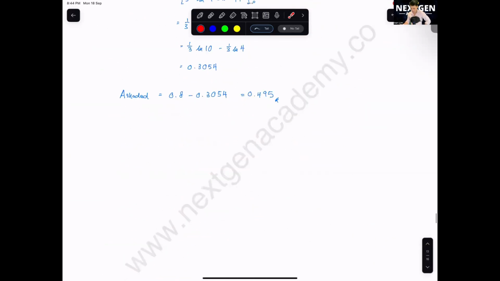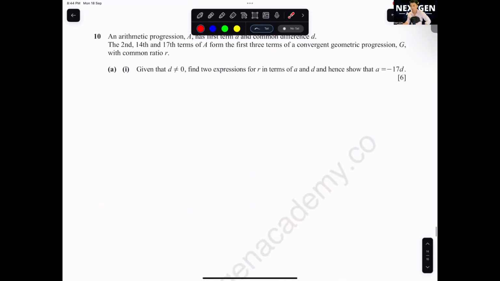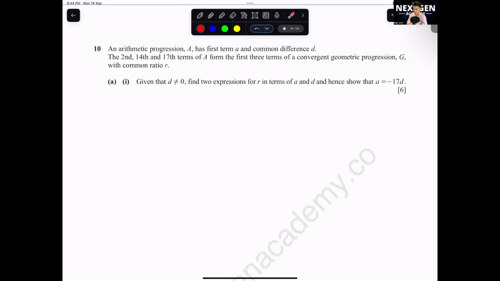Okay, last one. The very last one. The only one also, when my last batch of students came out of the exam hall, they said that this last question was also a bit tricky. I think it's just long. It's not very hard, but it's just long. Or maybe because by the end of the paper they are tired already. Okay, an arithmetic progression has a and d.